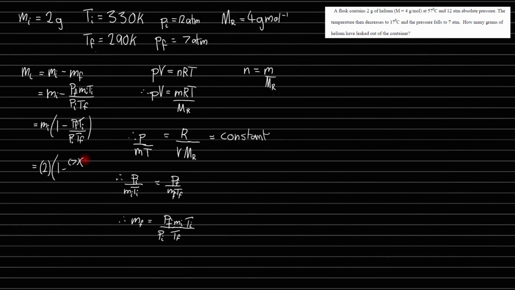Then we have the temperature initial there, 330, divided by the pressure initial, 12, times temperature final, 290. And that parentheses, and then if you were to do that on a calculator, you should get a value of 0.672 units of mass. We're dealing with grams, and that's been quoted to 3 significant figures there.